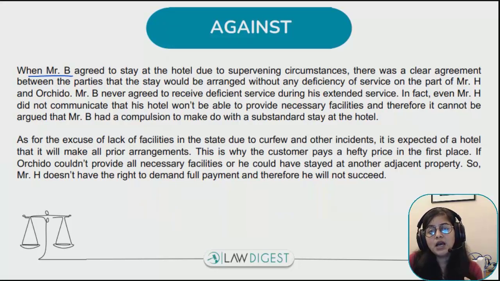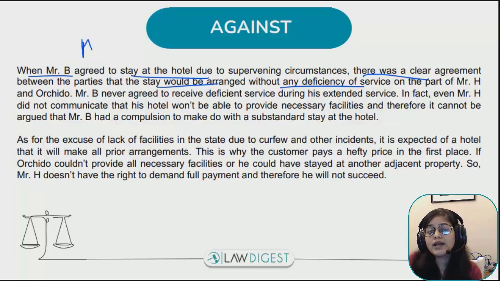When Mr. B agreed to stay at the hotel due to the supervening circumstances, there was a clear agreement between the parties that the stay would be arranged without any deficiency of the services. So basically, you can say that here, in the above situation, it was not mentioned that there will be any deficiency in the services. As I said earlier, it was not decided that the prices will reduce or the services will be of a lower grade.